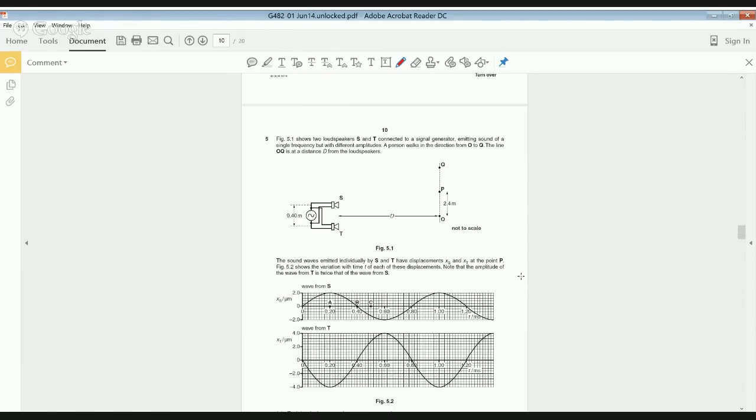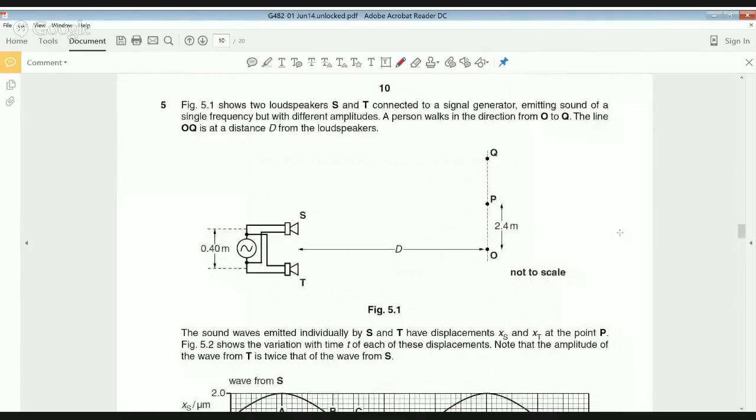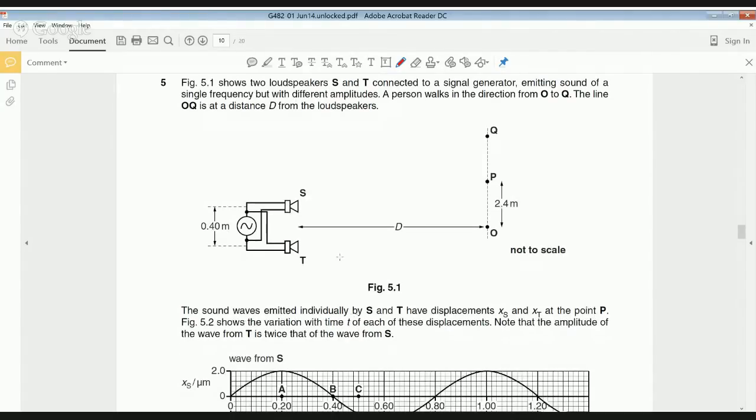Okay, on to question number 5, and a waves question now. A little break from electricity. So we've shown an experiment here. We've got 2 loudspeakers connected to a signal generator, emitting sound at a single frequency but with different amplitudes. A person walks in the direction from O to Q, so walking along this line here, and they'll notice a change in the amplitude of the sound. We'll come to that in a second. And that's the distance there. The sound wave emitted individually by S and T have displacements x_s and x_t at the point P. The graphs here show the variation.